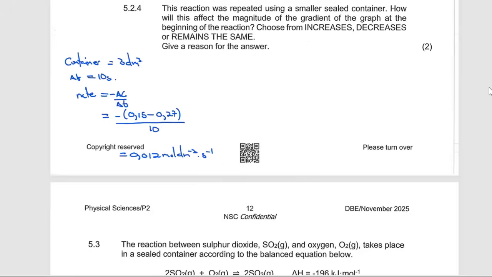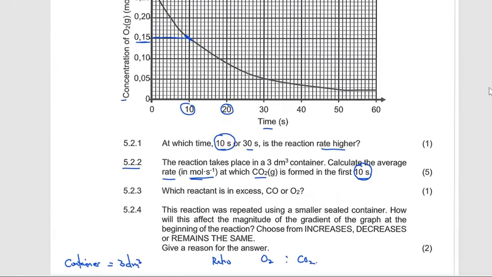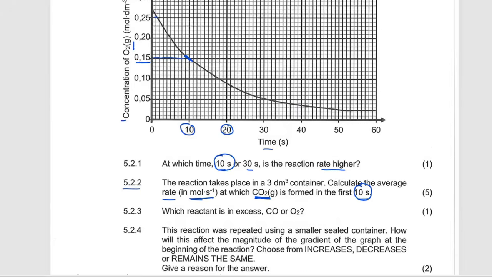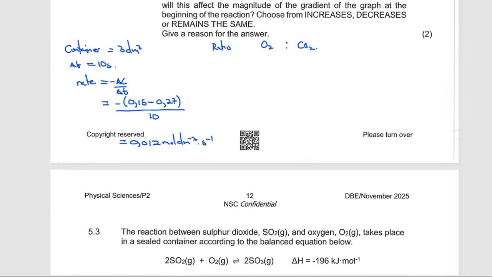Then now I'm going to go back to the ratio between our oxygen and our carbon dioxide, right? So oxygen versus our carbon dioxide. Let's look at that. Because here we're given the one for oxygen, right? But what are we asked there? They're saying the rate at which carbon dioxide gas is formed, right? So let's look at the ratio. The ratio between carbon dioxide and oxygen is 1:2, right? Then our ratio there is 1:2.